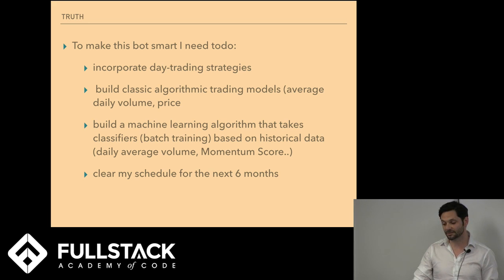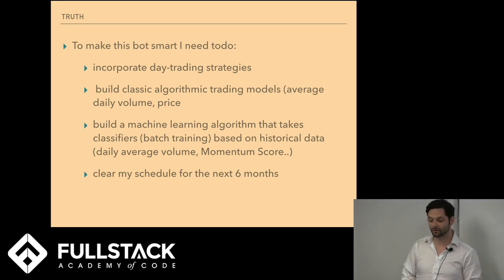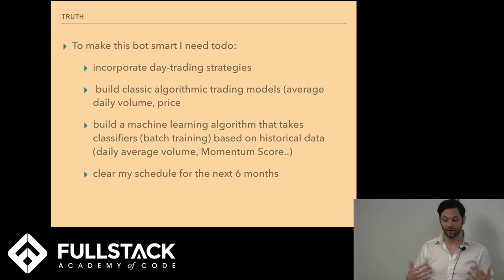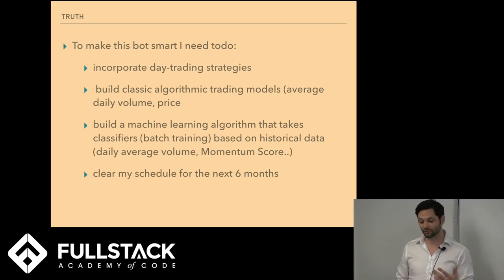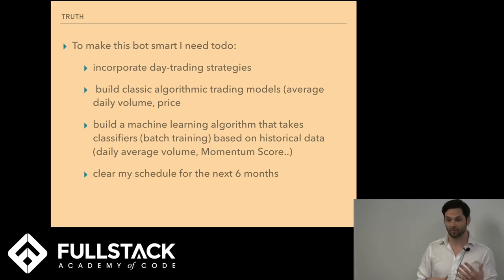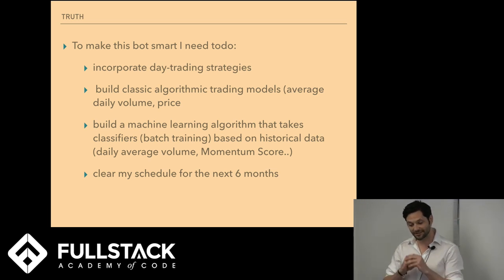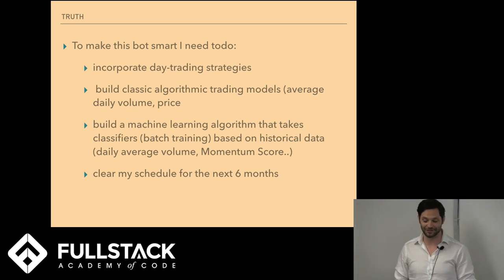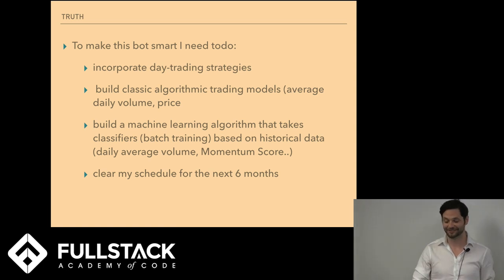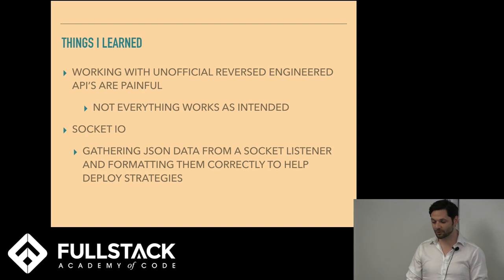For instance, you might want to build a machine learning algorithm that takes classifiers and batch training based on historical data, daily average volumes, and momentum, whether it's rising or falling. To make this happen, I'd have to clear my schedule for the next 6 months because it's really deep. Things I learned: working with unofficial reverse engineered APIs is painful.